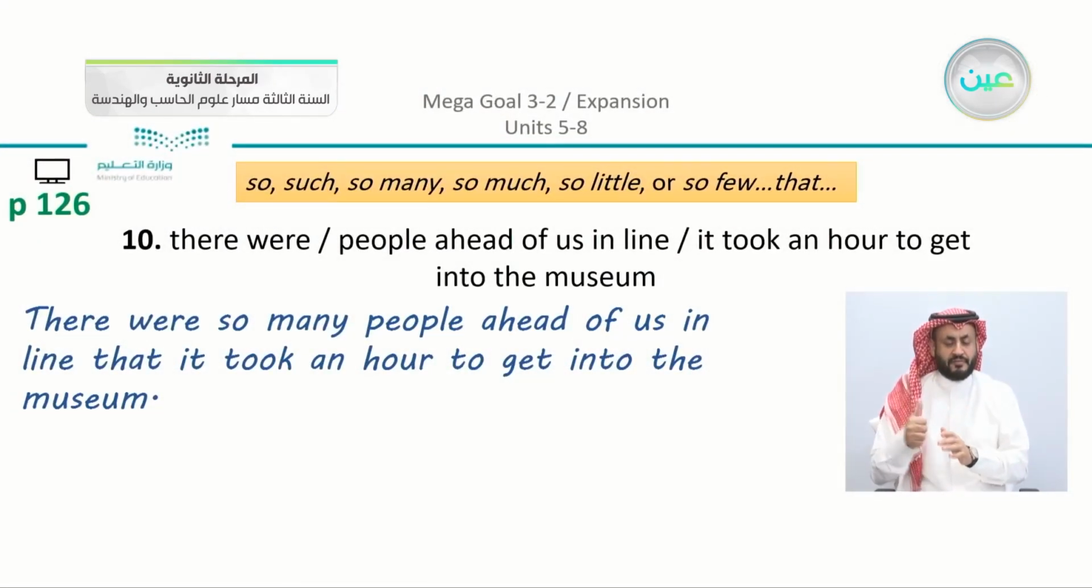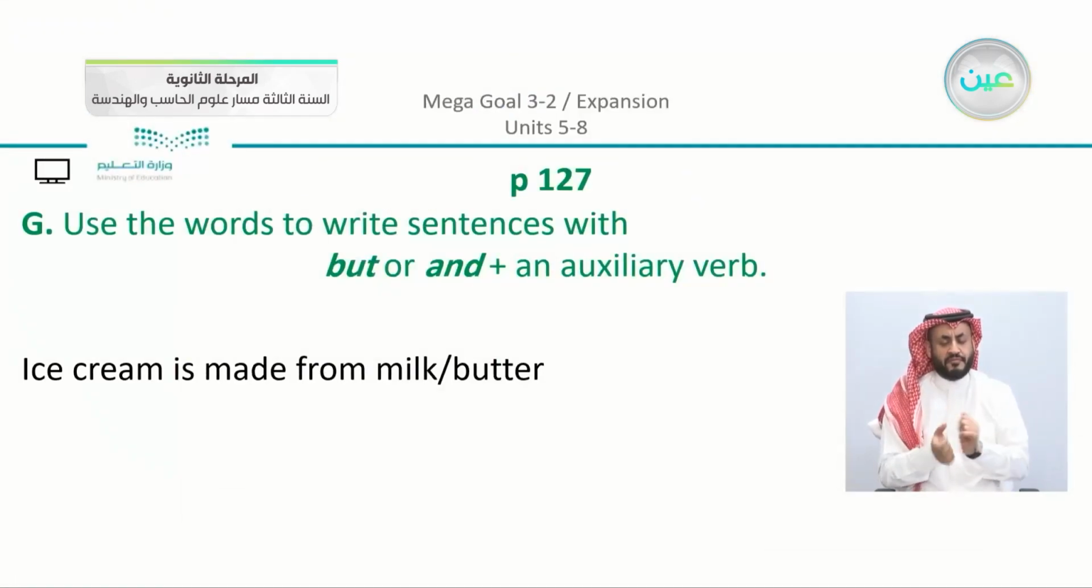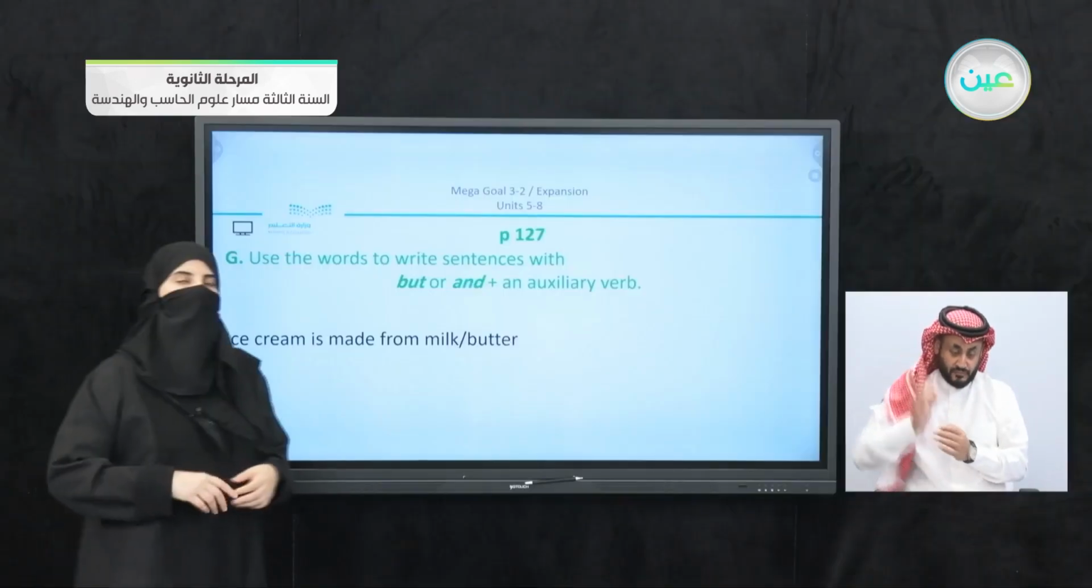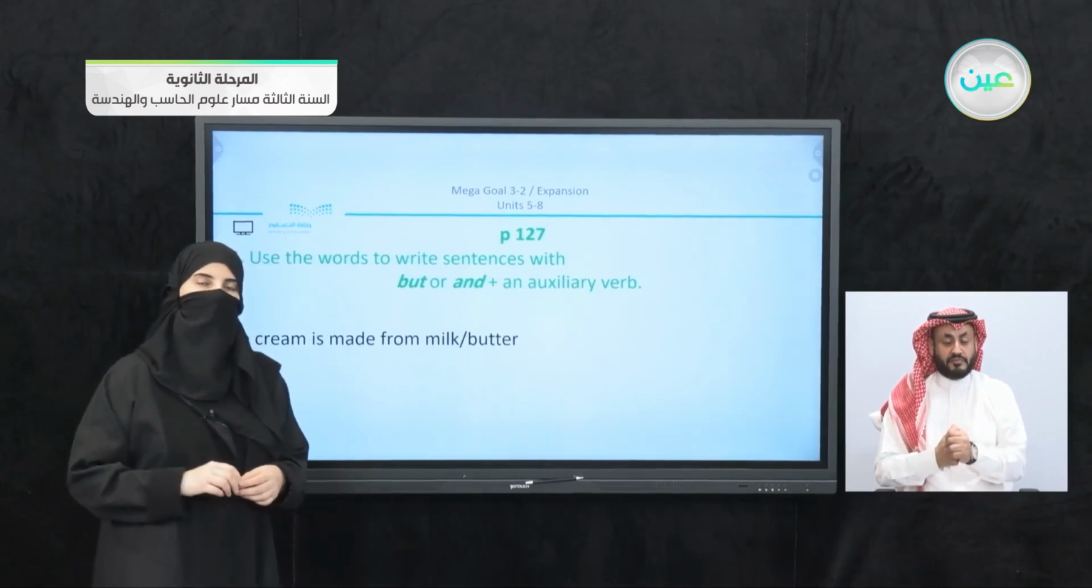Coming to the last one, you can see that we have here, there were people ahead of us in line. It took an hour to get into the museum. Now we have here, there were so many people, which is repeated. We have the same structure using that: so many people ahead of us in line that it took an hour to get into the museum. Now we have completed the 10 sentences that we have.